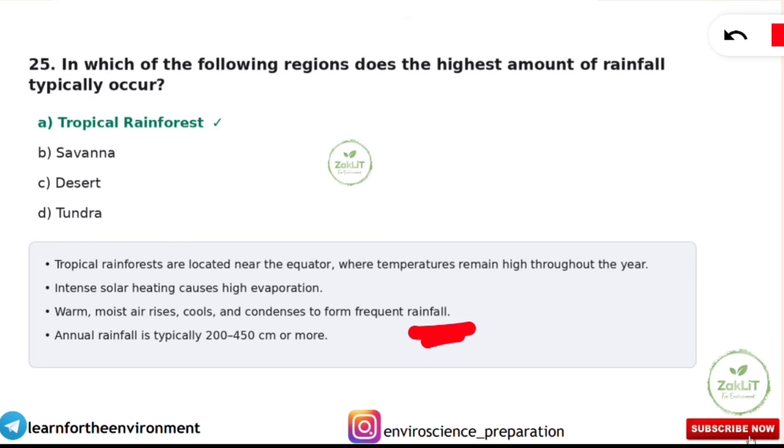So as the temperature is more because of intense solar heating close to the equator, the warm moist air rises, it cools, condenses and forms frequent rainfall. And the annual rainfall is typically within what range? 200 to 450 centimeter or more.